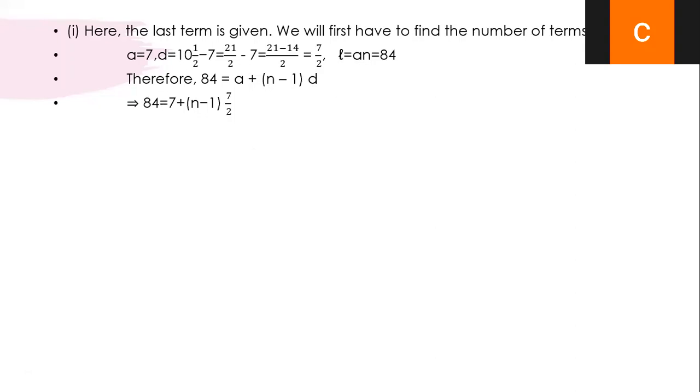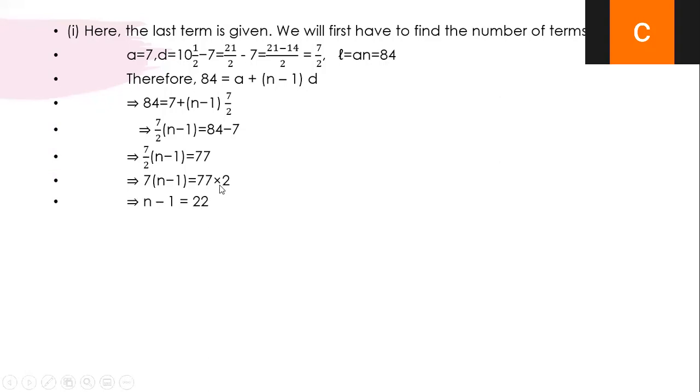23 by 2. Everyone got the same? A value 7 plus N minus 1, D value 7 by 2. So here 84 minus 7, we are getting 77. These two cross multiply: 77 into 2. Then N minus 1 is equal to 7 into... I'll cancel 77 by 7, this is 11. 11 2s are 22. If I shift minus 1 towards the right side, N is equal to 23.